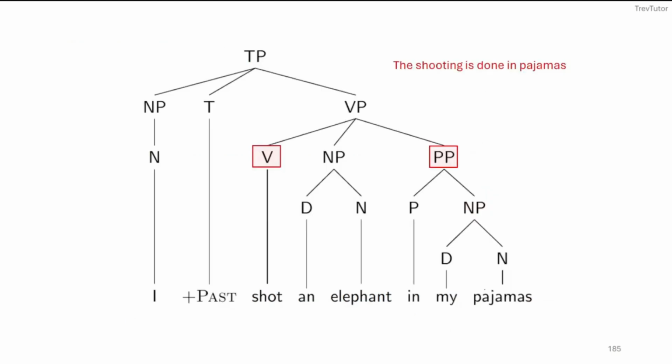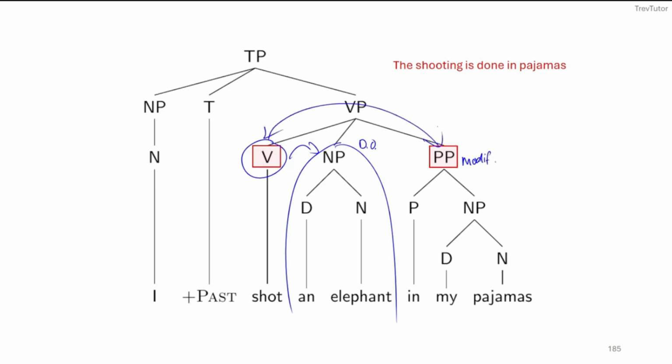For "I shot an elephant in my pajamas," if we want to say that I am the one wearing pajamas, then I'm saying that I shot an elephant. So this is the complement in this case. This is the direct object. And the prepositional phrase "in my pajamas" is acting as a modifier to the verb. So this is forming a connection with the verb because it's directly underneath the VP.